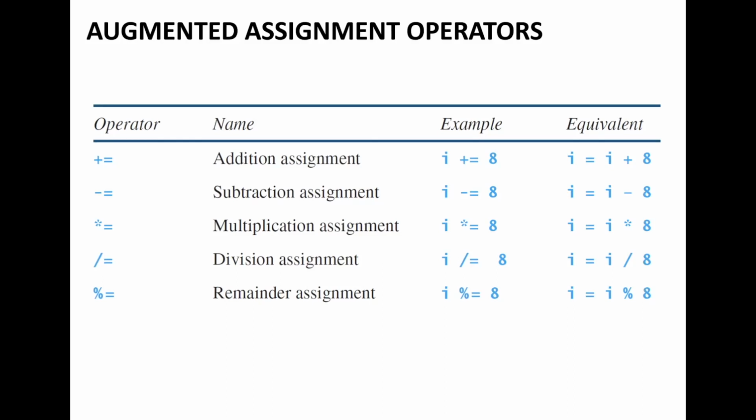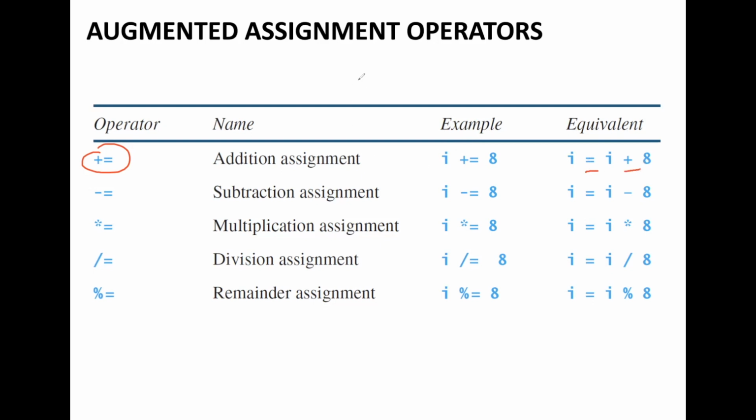The augment assignment operators are operations combined with assignment. These operators provide a concise way of updating the value of a variable based on its current value in another operand. There are 5 of these examples in numeric operators in Java. The very first one is the addition assignment, plus equal. So this is the shorthand for writing equals and plus in between variables.